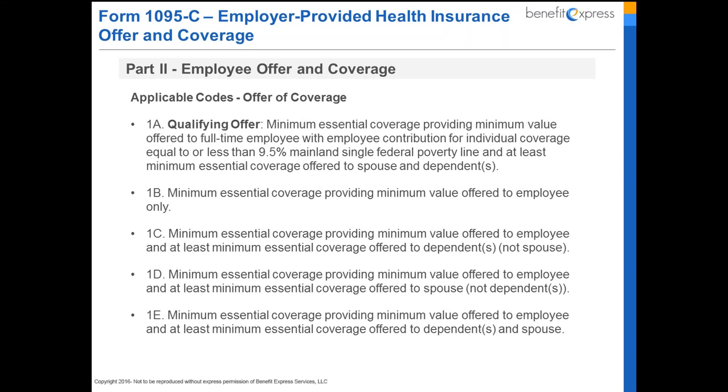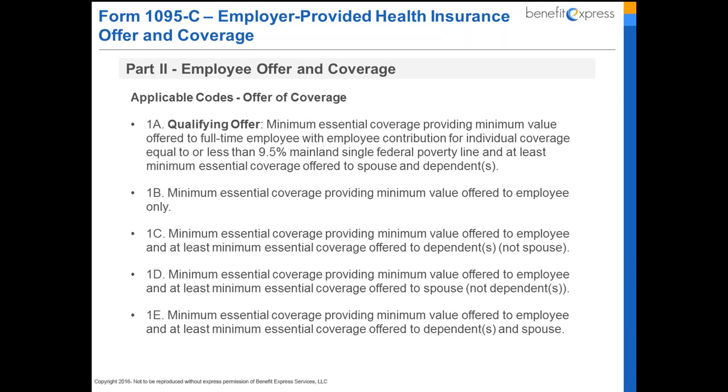So again, if your employees pay very little for their own coverage and you offer coverage to the spouse and dependents, you can use 1A. 1B is if you only offer coverage to the employee. 1C if you offer to the dependents, not the spouse. 1D if you offer coverage to the spouse, not the dependents. And 1E is the entire family. Most employers are going to use 1E.